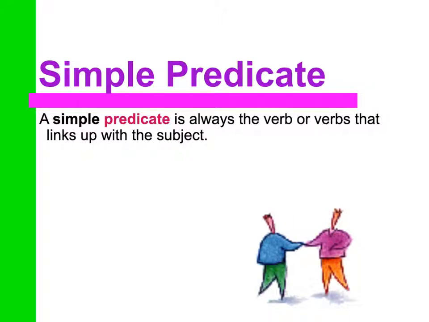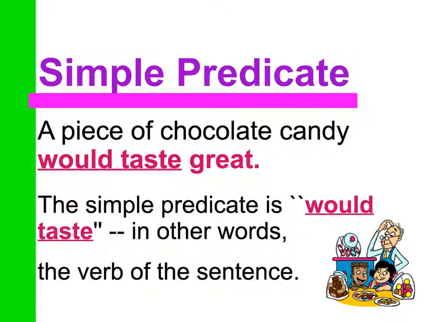The simple predicate is the same way. It's always the verb or the verbs that link up with the subject. So for example, a piece of chocolate candy would taste great. The simple predicate is would taste. So it's just the verb. Everything else is just descriptors or modifiers.